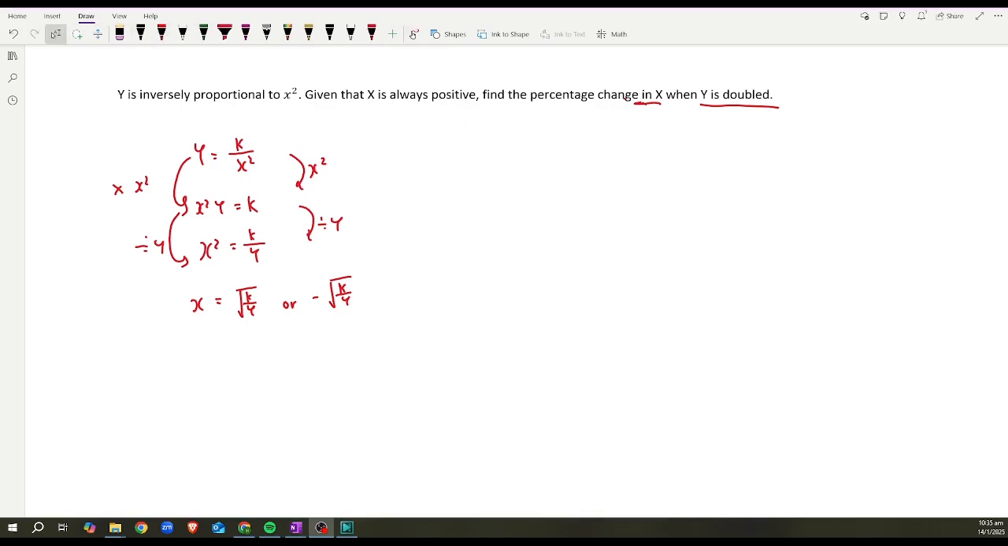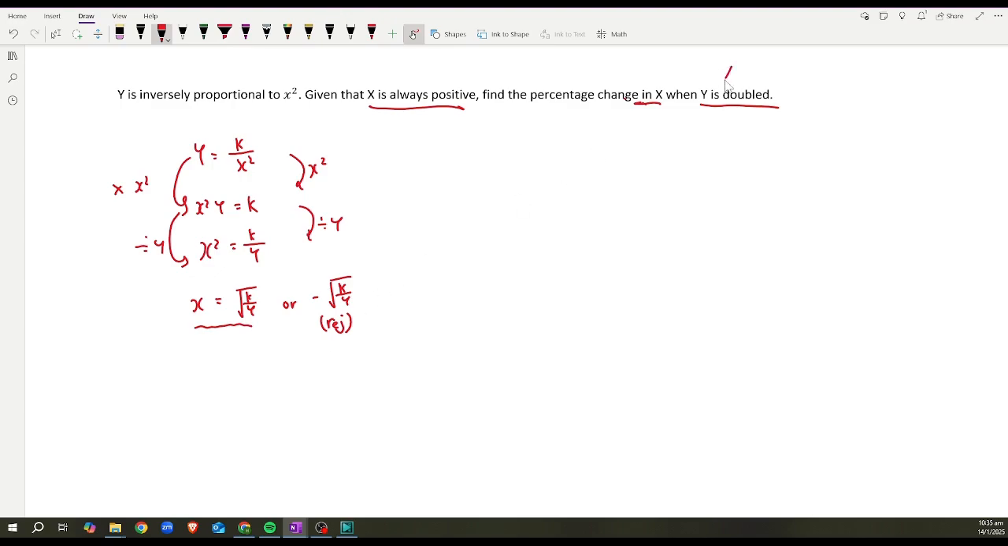But in this question, they state that x is always positive. So you reject the negative value. You still have to write it there, but you have to write the reject in brackets. So we know that this is how x is related to y.